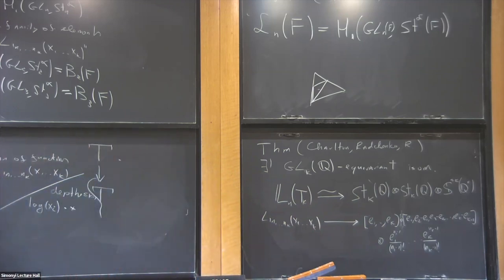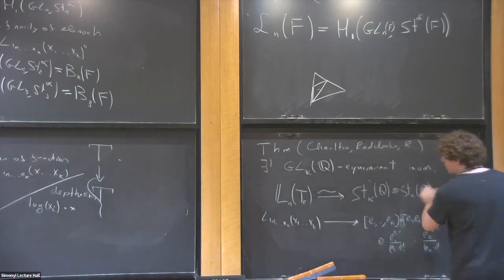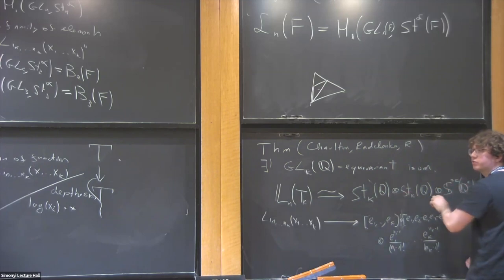What symmetric power do you take? So you take the symmetric power n minus k, where n is the weight. So it means for n equal to k, you don't have symmetry.